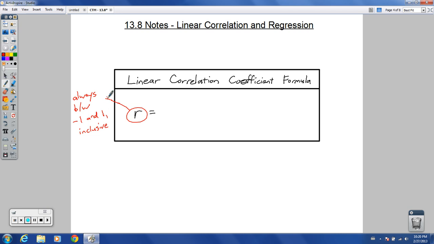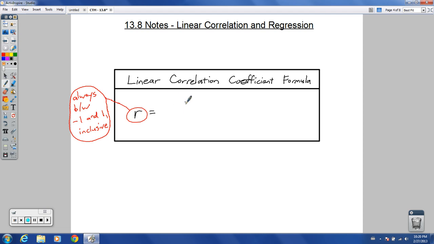If it's a perfect correlation, if everything is exactly on the line of best fit, it would be -1 or +1, depending on what way it is sloped. If it's a negative slope, it's a negative correlation. If it's a positive slope, a positive correlation.